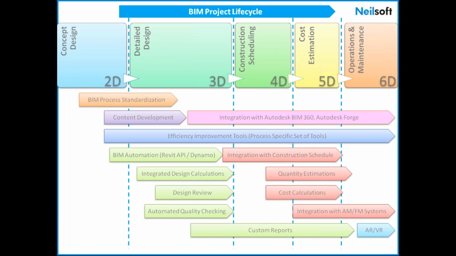And last, a lot of third-party tools are already available in the market which help in collaboration, like BIM 360 or Autodesk Forge, which is a cloud-based viewer. And that is where integrating your BIM data, specifications, cost calculations, and construction schedule within BIM 360, or developing a new system altogether using Forge, is also a part of your efficiency improvement tools. So this is the overall picture of what can be done within the BIM project lifecycle as part of BIM process automation, in addition to your process standardization and content development.